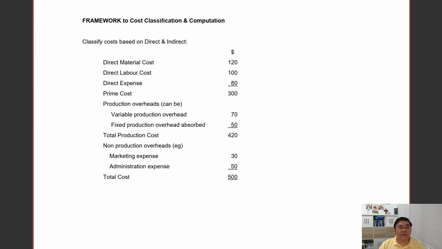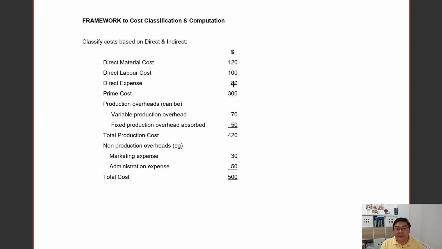A quick framework to show you how we calculate the cost of a product will be in this manner. We have all the direct costs. Because these are direct costs, you can determine directly how much is the cost per unit. If costs are direct, you will be able to tell me that to make a product, that's the material cost per unit. You will be able to tell me because it's a direct cost.